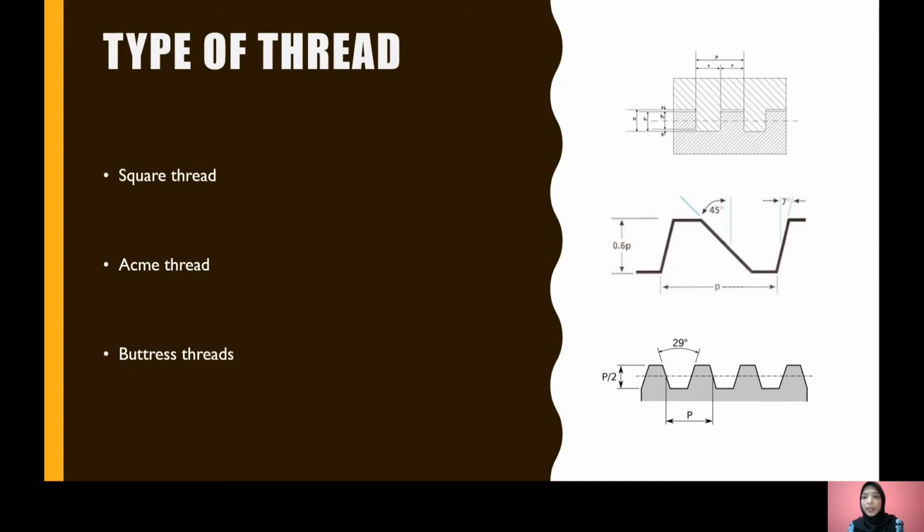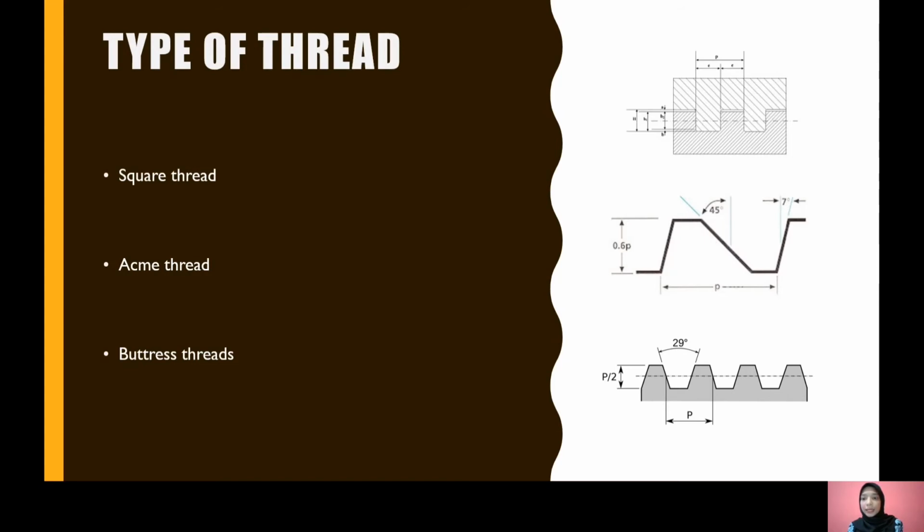Second, Acme thread. It is a modification of square thread. Efficiency is lower than square thread. The slope increases the area for the shear. It is easily manufactured. Third, buttress thread.